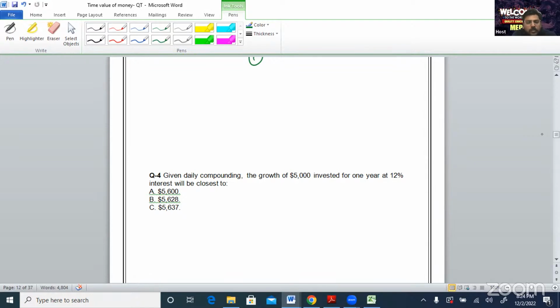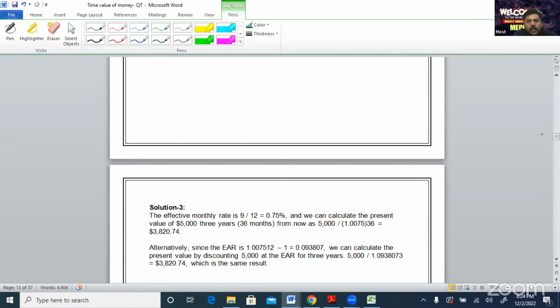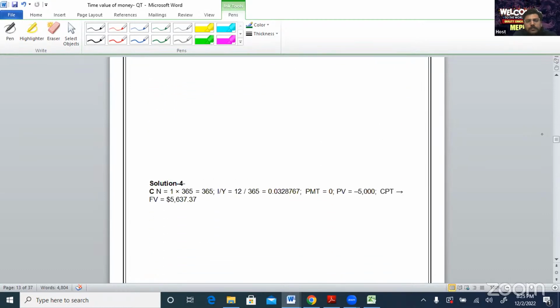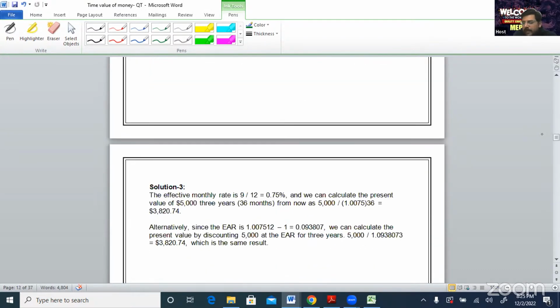Present value is how much? 5,000 we are investing, so let me put a negative sign, the plus-minus key. So this becomes my present value. My PMT should be 0. Compute for future value, and that is coming 5637.37. So that is my answer, 5637.37. In this manner, we can solve the questions.